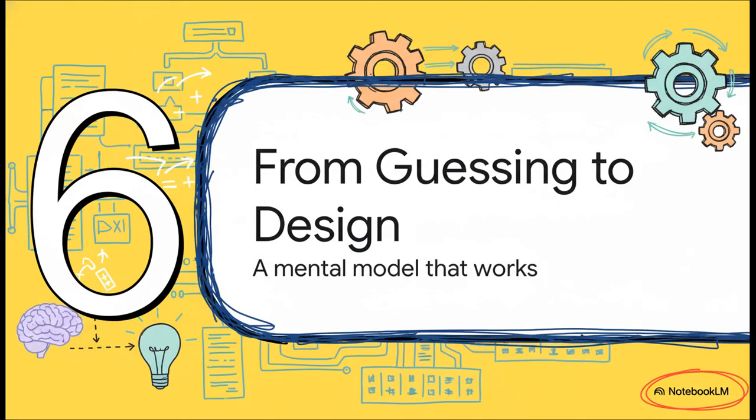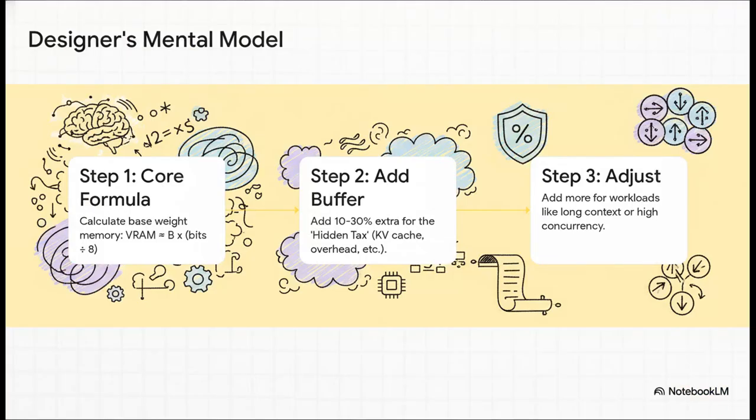All right, we've covered the core formula, the hidden tax, and the common traps. So let's bring it all home. Let's talk about moving from guessing to designing. This is all about giving you a simple, powerful mental model so you can build your own systems without the headache. It really just comes down to these 3 steps.